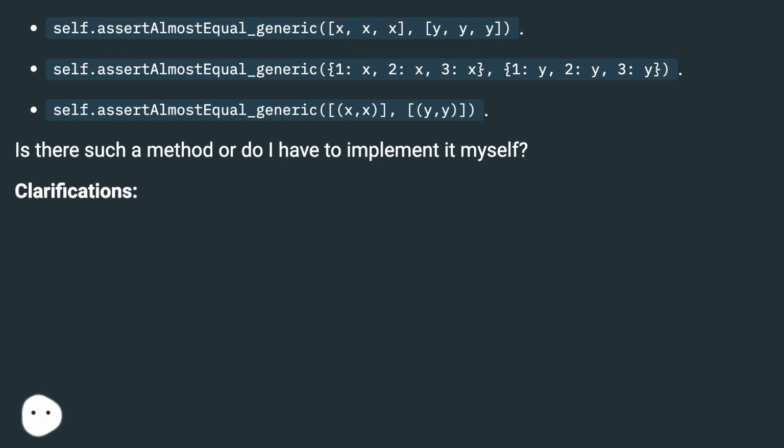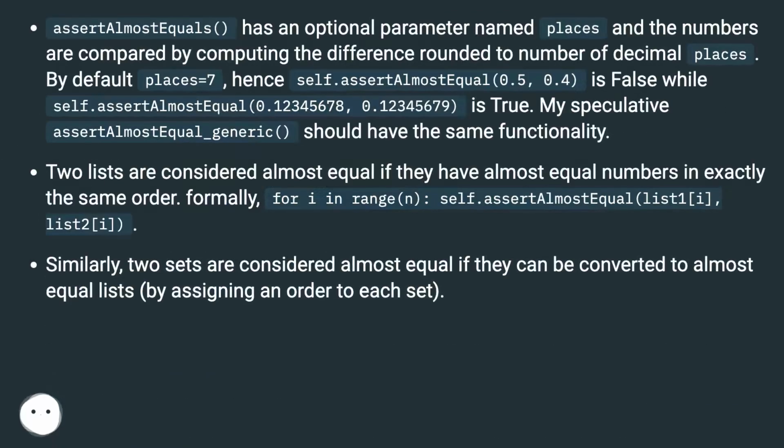Clarifications. assertAlmostEqual has an optional parameter named places, and the numbers are compared by computing the difference rounded to the given number of decimal places. By default places equals 7, hence self.assertAlmostEqual(0.5, 0.4) is false, while self.assertAlmostEqual(0.12345678, 0.12345679) is true. My speculative assertAlmostEqual_generic should have the same functionality.